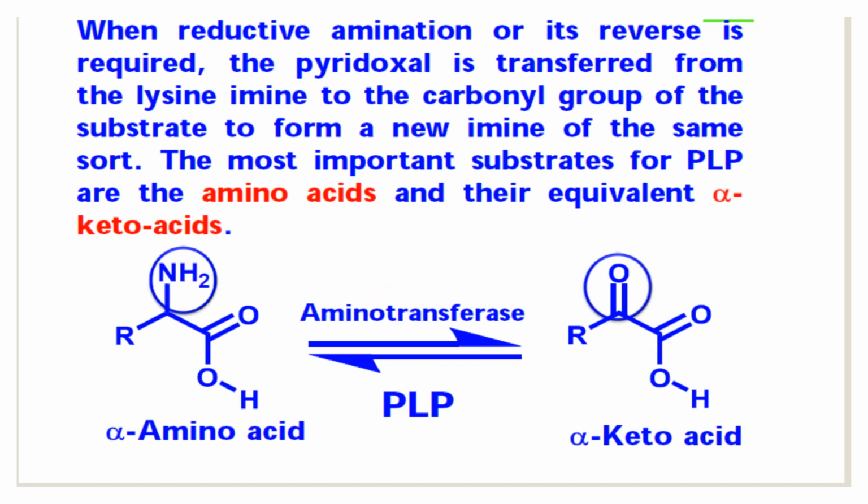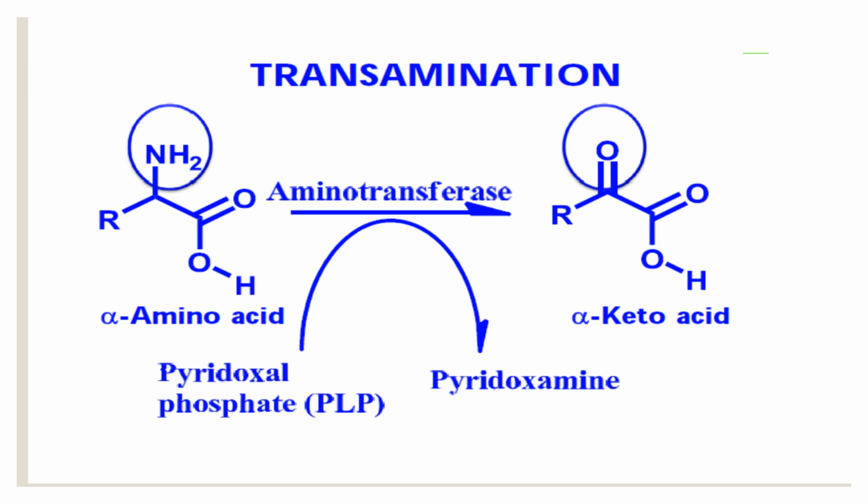When reductive amination or the reverse is required, the pyridoxal is transferred from the lysine imine to the carbonyl group of the substrate to form a new imine of the same sort. So the most important substrates for PLP are amino acids and their equivalent alpha keto acids. So aminotransferase takes place by what? This is PLP. So an alpha amino acid can be converted to an alpha keto acid by using this PLP enzyme. The reaction is actually reversible. So transamination can take place by PLP.